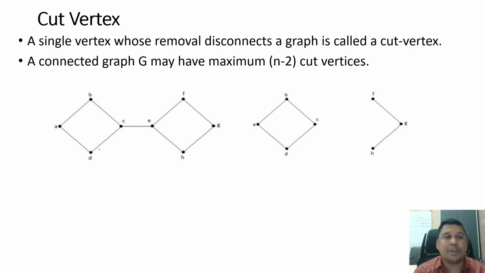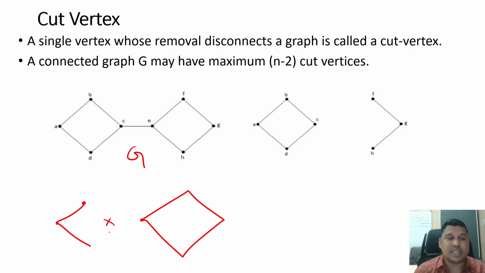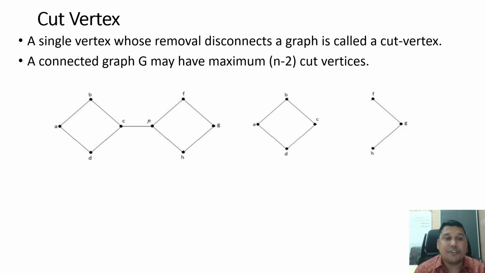In this example graph G, if I remove vertex C, how does the graph become? It will become something like this and something like this. Because I removed C, this became a disconnected graph. So C is a cut vertex. In the same way, if I remove E, it becomes like this. So the graph became disconnected into two different components.